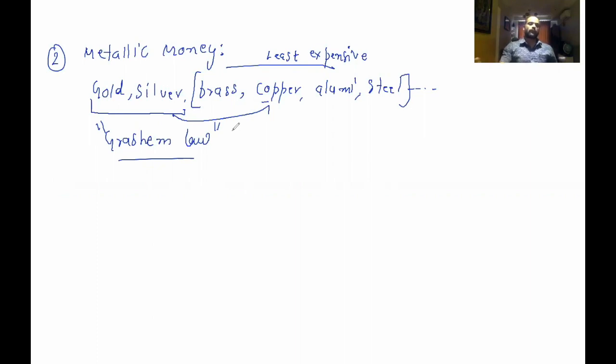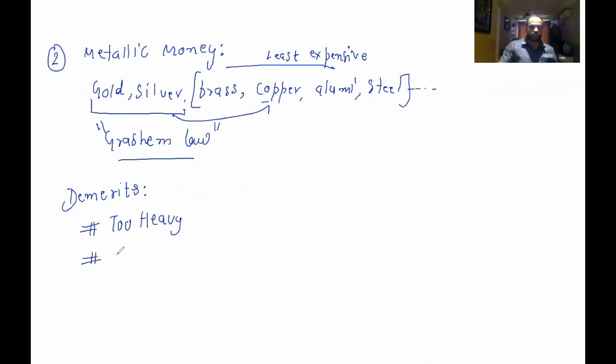All right. Now let's have a look at some demerits of this metallic money. Demerits. So what are the demerits? First is that it is too heavy. It's not easy to carry these kinds of coins and metals.